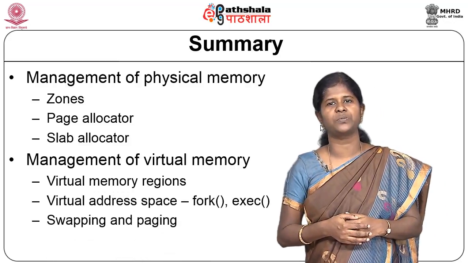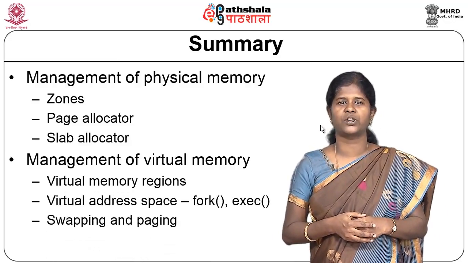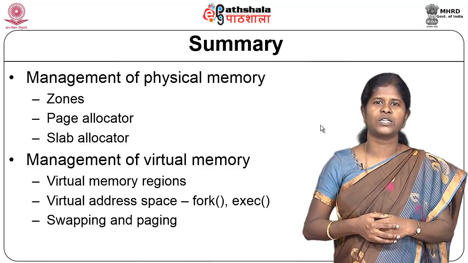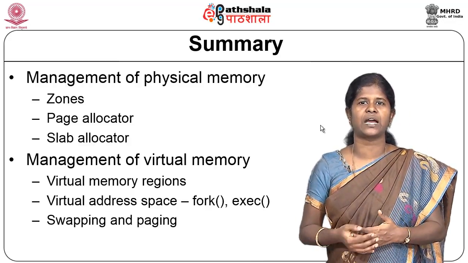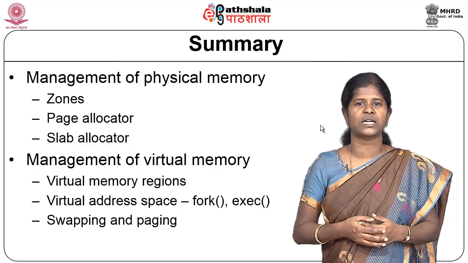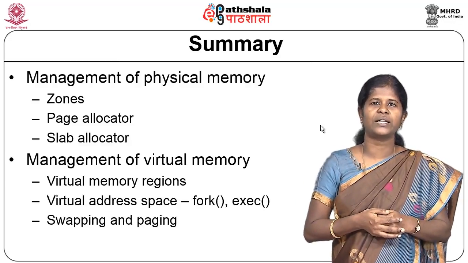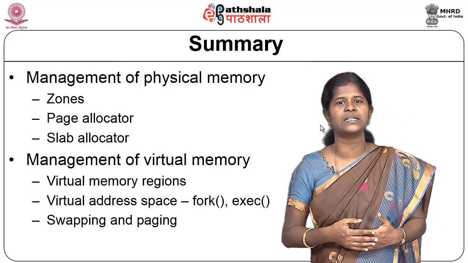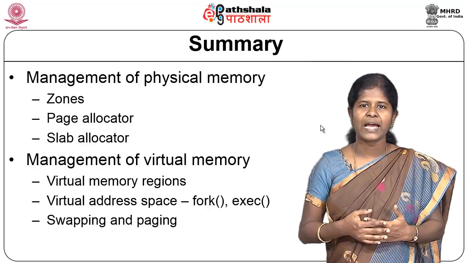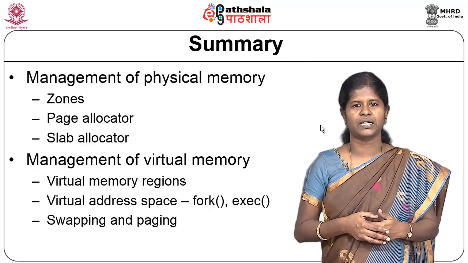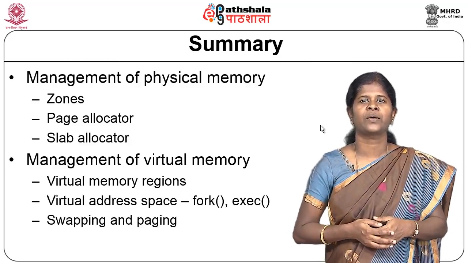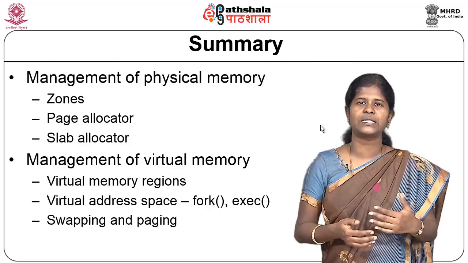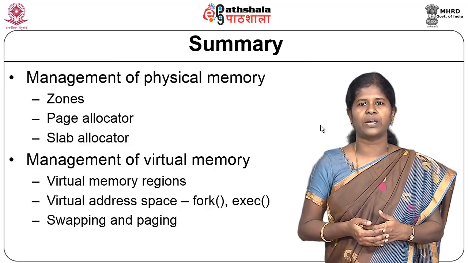Then we saw how memory management is done for virtual memory. We saw that virtual memory is divided into different regions like the text, data and stack. You can have a demand 0 region, and so on. And then we saw that a new virtual address space is allocated during a fork as well as during an exec. And then we saw details related to swapping and paging, and the policy that is used for swapping out or paging out pages.